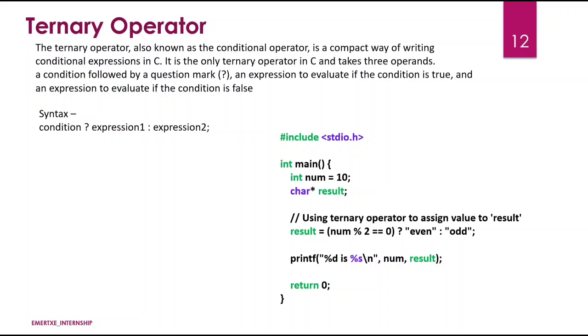So in this program, we are checking whether the given number is even or odd. So we have written it using result equal to num modulo 2 equal to 0. So if the remainder of the entered number is 0, then it is an even number, or if the remainder isn't 0, then it is an odd number.